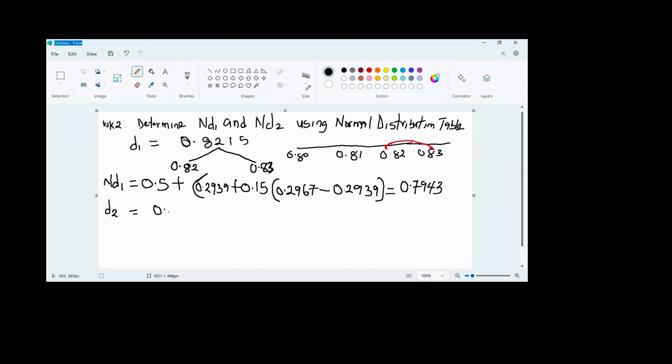For our D2, we calculated 0.7296 in working one. Again, you are going to establish a range for this number. The range will be 0.72 to 0.73. This number, 0.7296, is in between these two range.